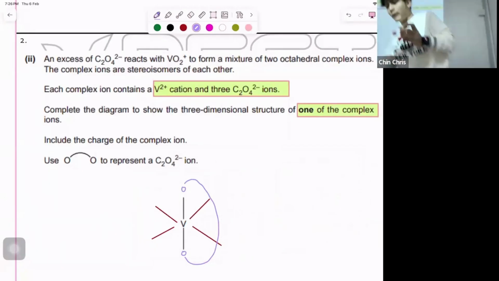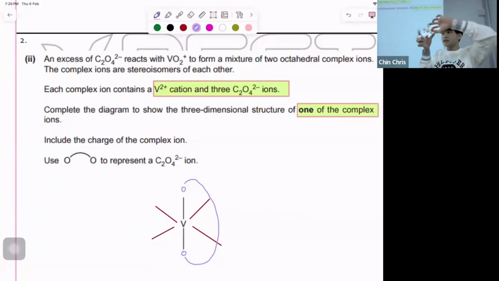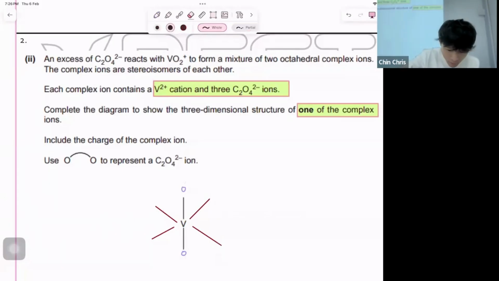In order for it to be top and bottom, the distance is too far away already. Top and bottom, or front, back, or left to right, the distance is very far. But if it's 90 degrees, the distance is very close. The bidentate ligand cannot stretch all the way from top to bottom. Understand? So do not do top and bottom. Do 90 degree, 90 degree, 90 degree. That's good enough already. Done. Simple as that. Very easy, right?